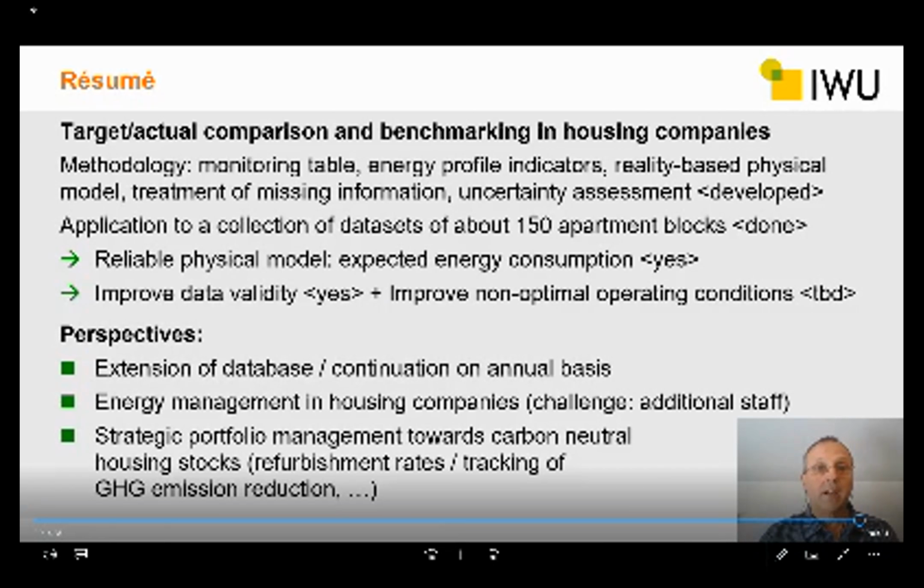However, it could be a contribution to a strategic portfolio management towards carbon neutral housing stocks, including annual determination of annual refurbishment rates and tracking the actual greenhouse gas emission reduction on the way to the carbon neutral housing stock. So many thanks for your attention.